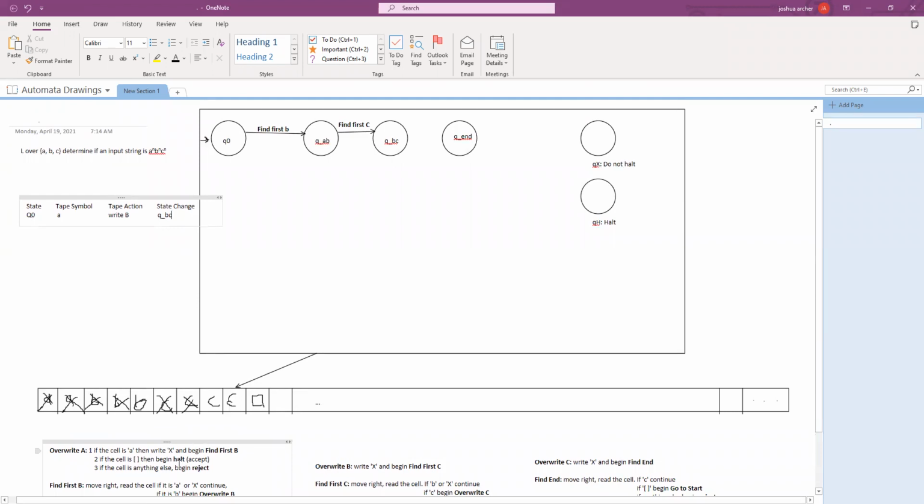The reason we already have that is because the one thing we may not have is all the appropriate states. So we start at Q0. What's the first thing we do on Q0? Well, we do a read, and I guess we call that overwrite A. So if the cell is A, then write X and begin find first B. The translation for that here is going to be state Q0, tape symbol A, write X, state change to a state indicating that we're looking for B.